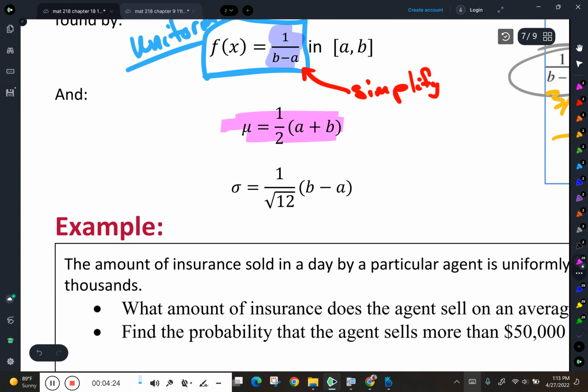Now, the nice thing about this is it makes calculating the mean and the standard deviation almost trivial. The mean is always this, and the standard deviation is always that. The mean is always 1/2 times the sum of a and b, and the standard deviation is always 1 divided by the square root of 12 times the quantity b minus a. Now, again, depending on who wrote the book, you will sometimes see this one written differently, because sometimes they will do this.